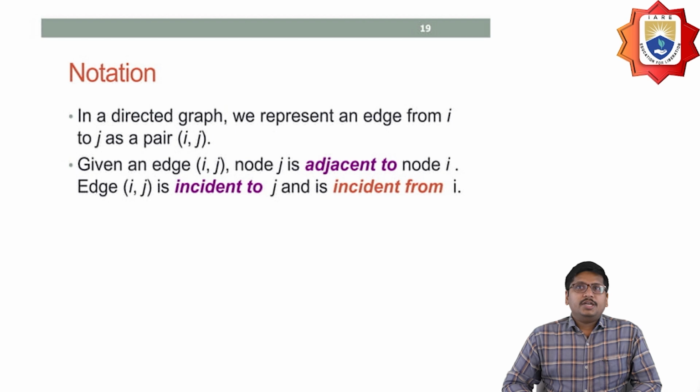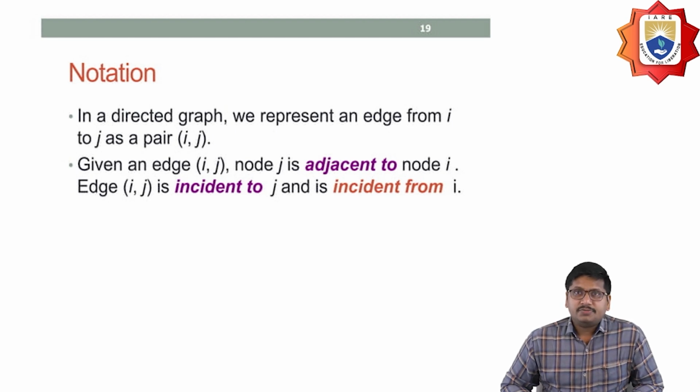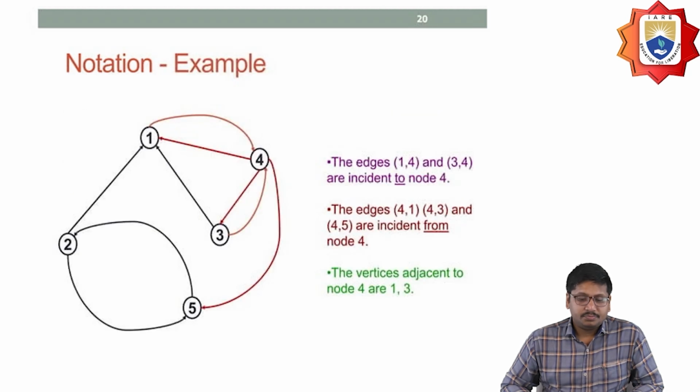So notation: in a directed graph, we represent each edge from i to j as ij, and the given node is presented as an adjacent node here. So what is this notation here? In this notation, we have different types of edges, like 1-4 and 3-4, and edges like 4-1 and 1-3.